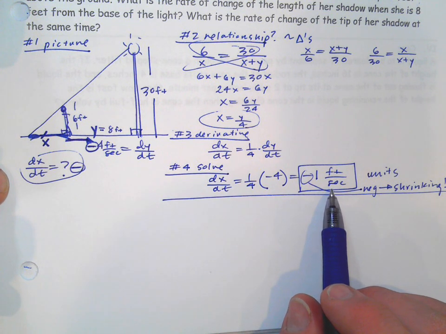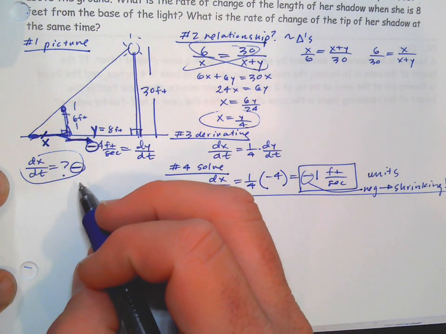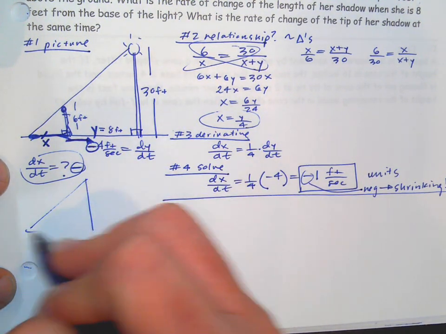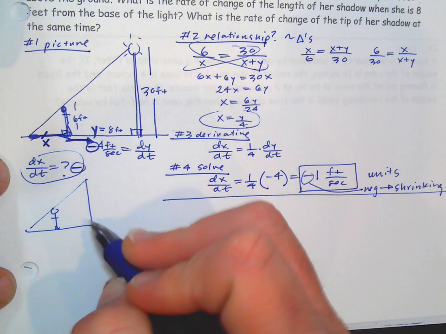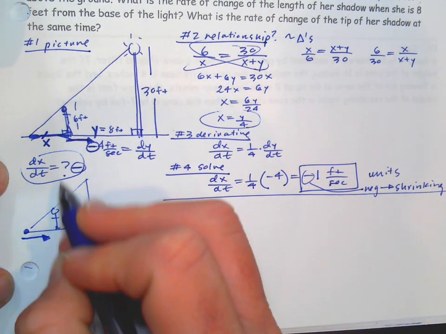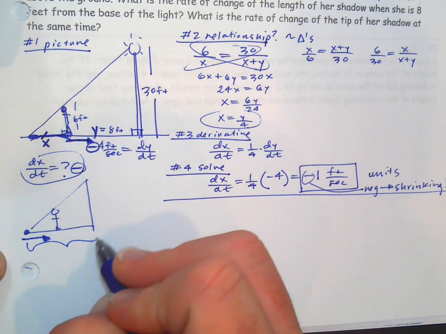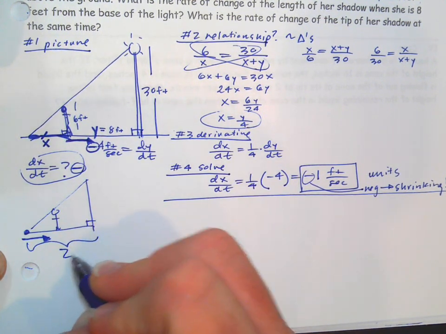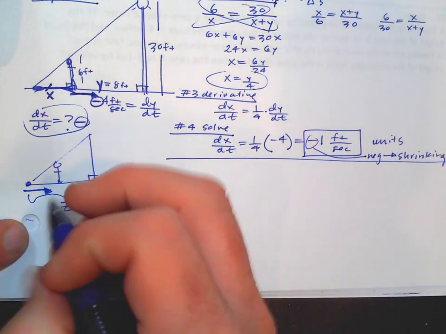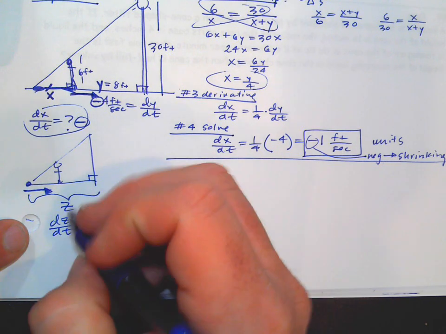Now, the second part of the question says, what is the rate of change of the tip of her shadow? So, we could draw another quick picture, it's pretty messy. The tip of her shadow, how fast is it moving? Now, that's different than how fast is the shadow changing. That has to be tied to some variable all the way here. I'm going to call it z. So we're looking for dz/dt. How fast is the tip of her shadow moving?